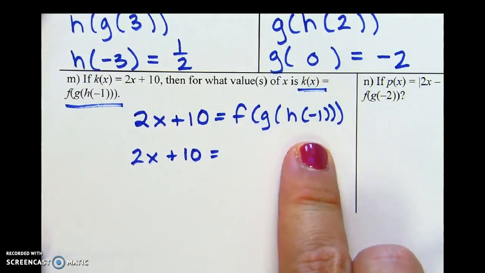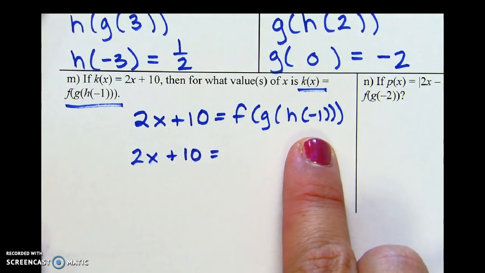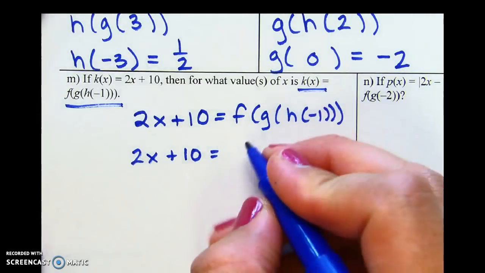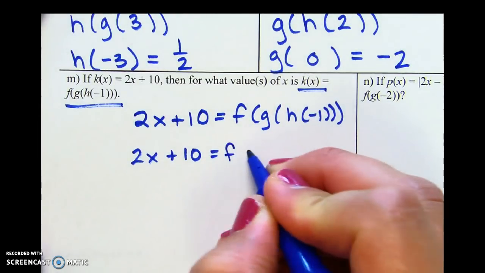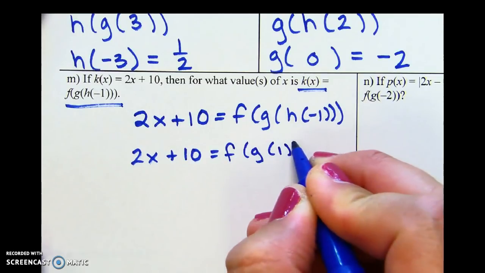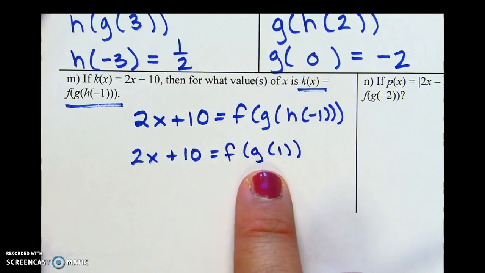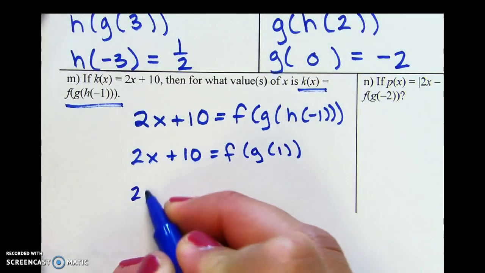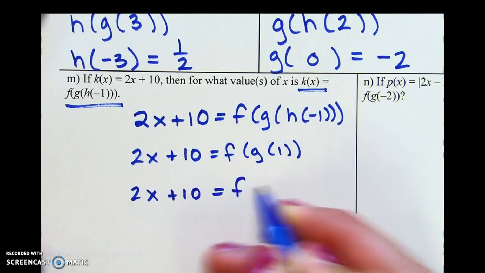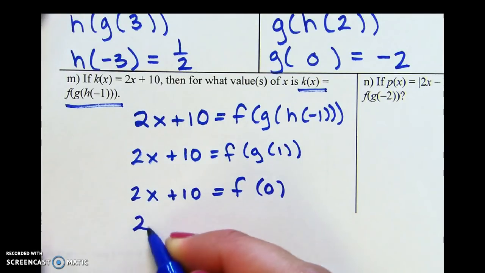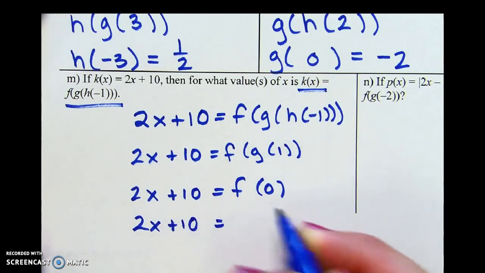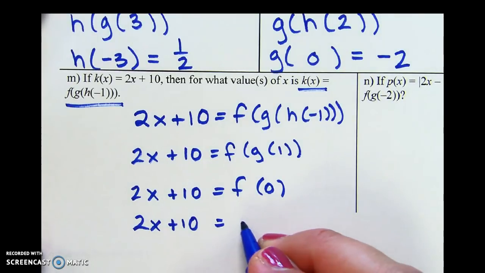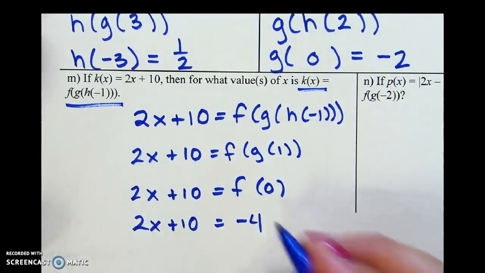All right, what's h of negative 1? 1. I just said you have to show all this work, and now I want to skip steps. But g of 1, now 0. And what's f of 0? Okay, I'll show all my work. F of 0, we said, is what? Okay, now solve for x.